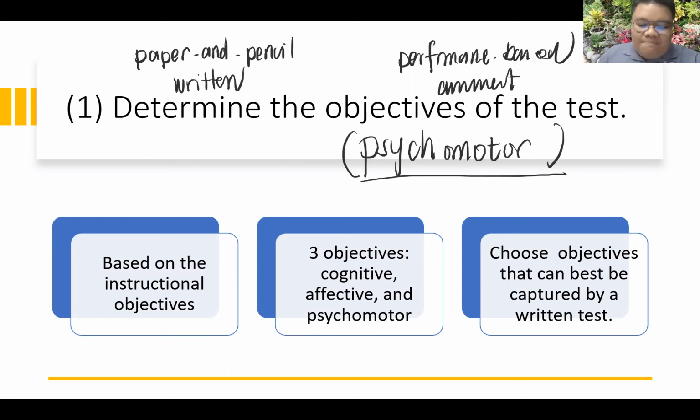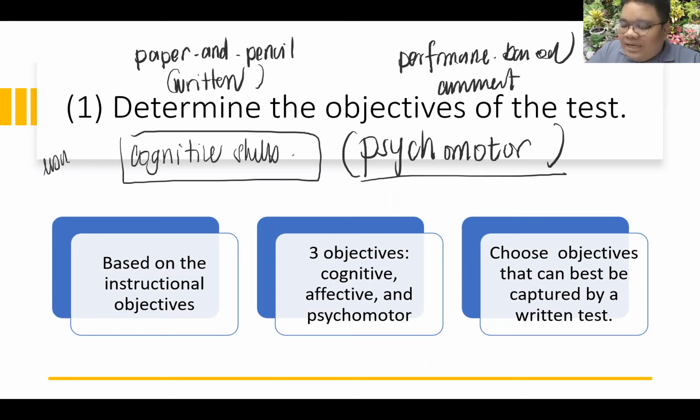Class, sa case ng paper and pencil natin at saka written test natin, usually class cognitive skills yung tinetest natin dito. Now, take note na naman, I'm using the word usually. Bakit usually, class? Because your cognitive skills can also be tested using your performance-based assessment. So, classic cognitive skills, pwedeng paper and pencil, pwede ding performance-based assessment. Pero pag sinabi natin, class, na psychomotor, ang best choice talaga for your psychomotor is your performance-based assessment.